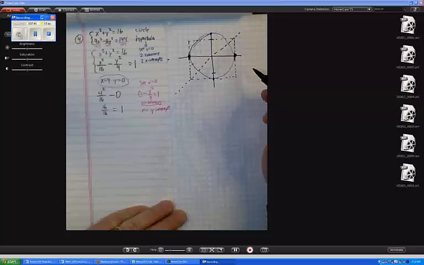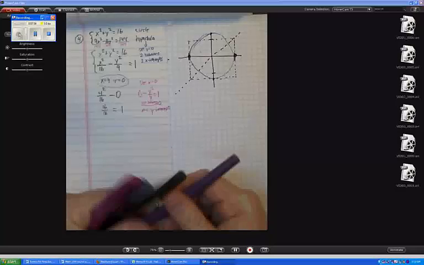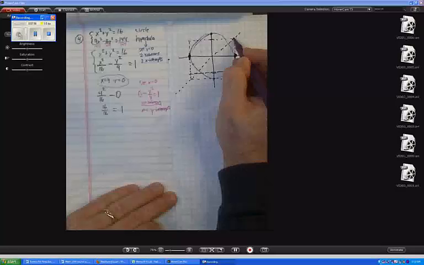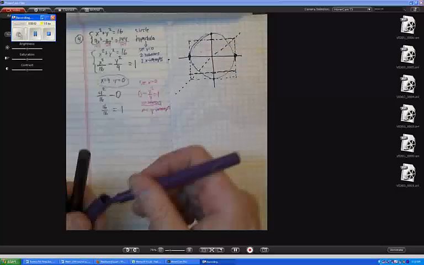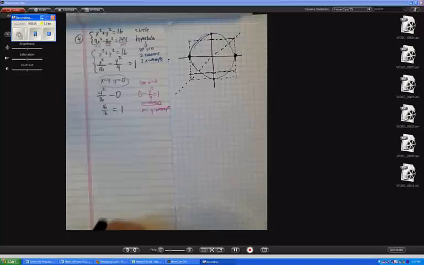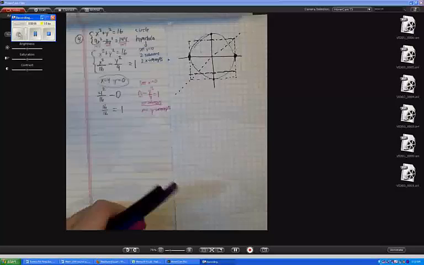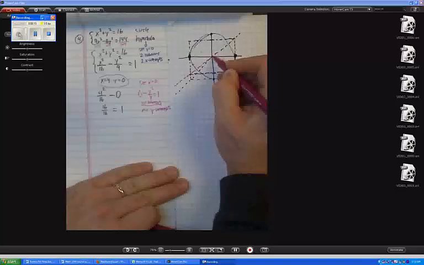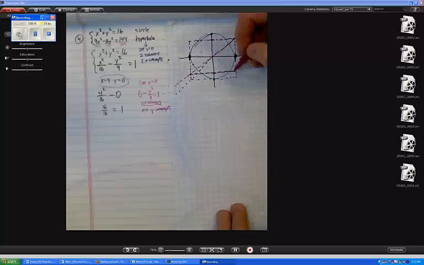Oh, wait. I see I screwed up. I made the bottom part of the rectangle go too far. It's more like that. The top one's okay. I missed the bottom one. The bottom one cuts through that circle. So, okay, I'll try again, guys. I'll do it in pink for the asymptotes. One asymptote looks like this. There we go. And the other asymptote looks like this.